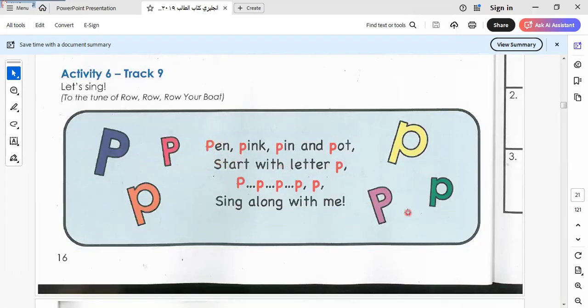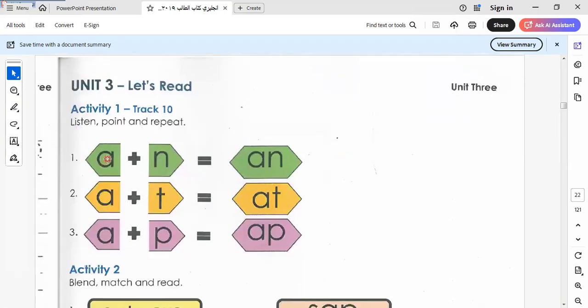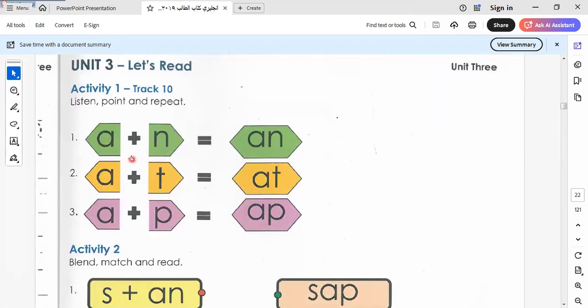Let's read the words related to this letter. It will be here: bin, bink, bin, and bot. Here we have something like a puzzle: A plus A plus N. It will be what? It will be N.